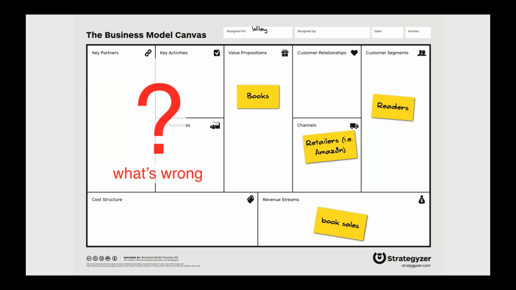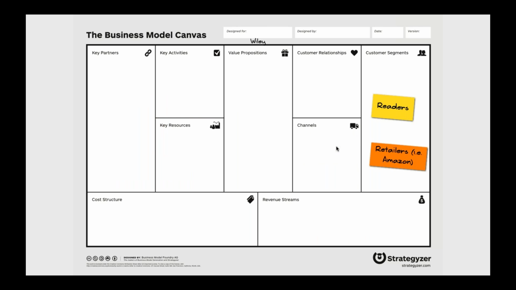So there's a much bigger mistake here, and this is very important to understand. This was completely wrong the way I mapped it out. So Wiley doesn't sell to readers. They actually sell to retailers. And retailers, what are retailers interested in? They don't care about the books per se. They care about books that sell. And Wiley, the publisher, sells books that sell to retailers like Amazon through a sales force. And that's where they earn money.